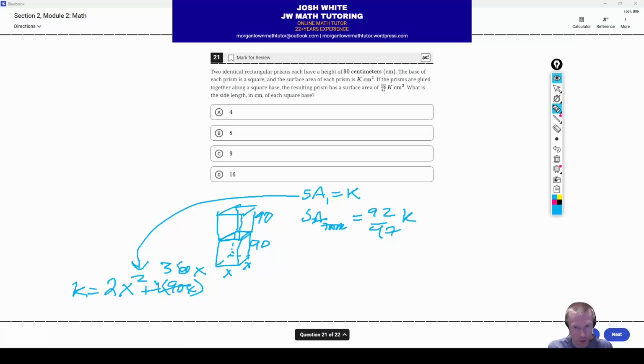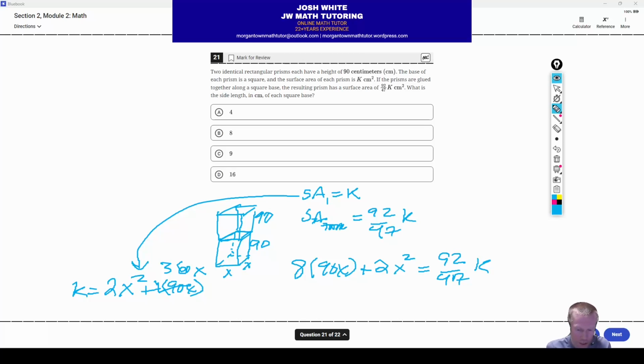Now, let's look at the total configuration together. Basically here, you're going to have a total of 8 of the 90x sides. You're going to have 2 fronts, 2 backs, 2 rights, 2 lefts. Okay, so there's 8 sides that have an area of 90x. And then there's only 1 top and 1 bottom. So again, it's 2 times x squared, because the bottom from the top prism and the top from the bottom prism, those are covered up. Those are not counted in this 92 over 47 k value.